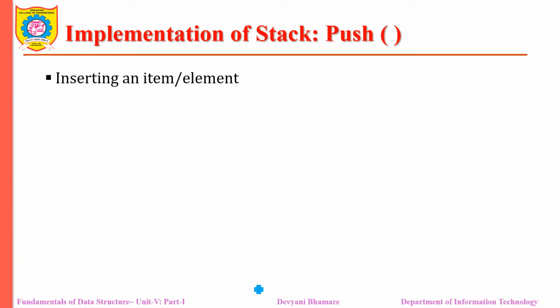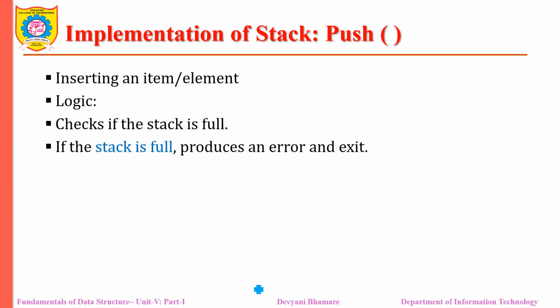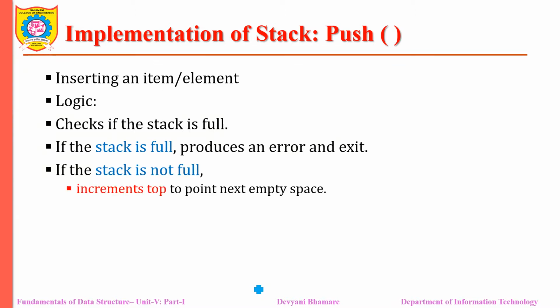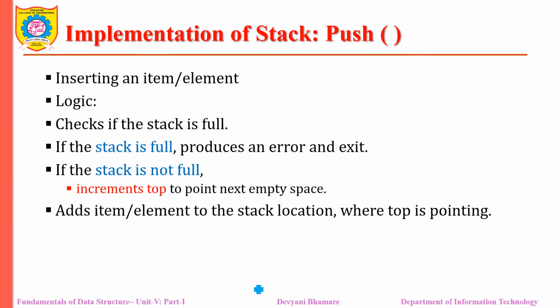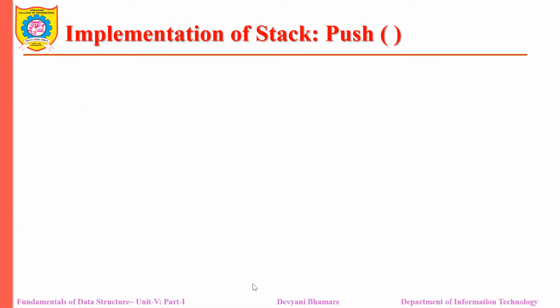Let's start with how we can insert an element into the stack. The logic behind it is that first of all we need to check whether the stack is full. If the stack is full, then we need to produce an error and come out. If the stack is not full, then we need to increment the top, which points to the next empty space. Then we need to add the item, or we can say the element, to the location where the top is pointing, and it returns that we have successfully inserted that element onto the stack.